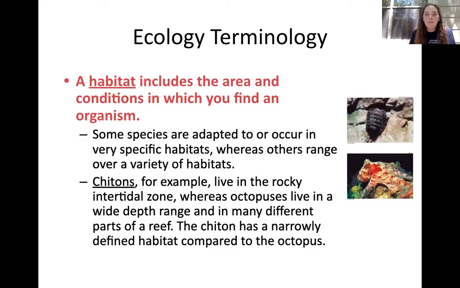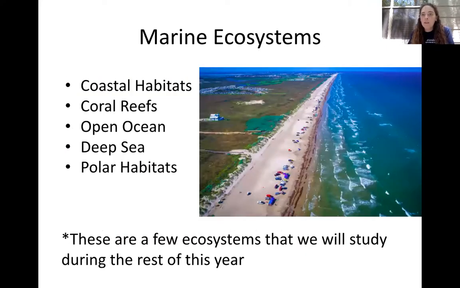So within our ecosystems, the habitats are where we're going to find different organisms. Some ecosystems or habitats that we're going to be studying over the next 5 weeks until the end of our school year. We're going to have coastal habitats, things like the beach here in our picture, along with bays and estuaries, what I'll count as coastal habitats. Then we're going to talk about coral reefs, habitats out in the open ocean, deep sea habitats, and then our polar habitats in the Arctic and the Antarctic.